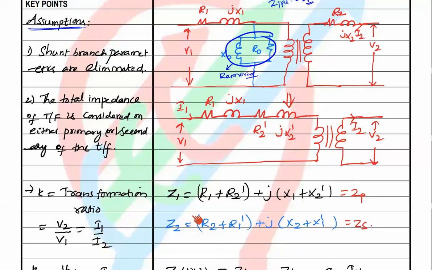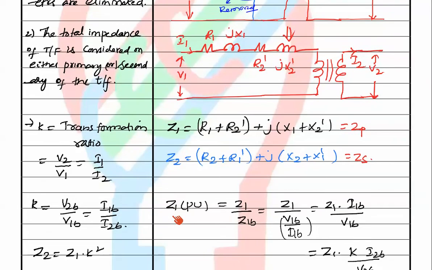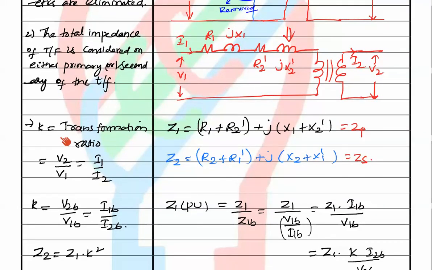Z2 is nothing but, if I move these parameters to the right side, R2 and jX2 will be there. When you convert R1 it becomes R1 dash, and X1 becomes X1 dash. So the total impedance referred to the secondary side is Z2 equal to R2 plus R1 dash plus j into X2 plus X1 dash. So friends, remember here that the impedance referred to primary and the impedance referred to secondary are not equal in absolute systems.